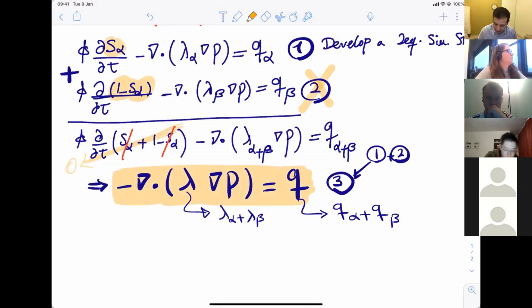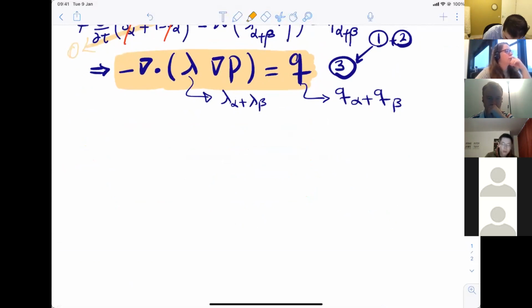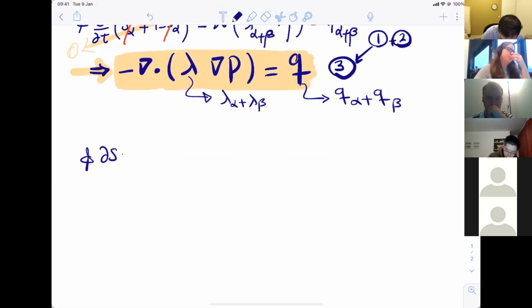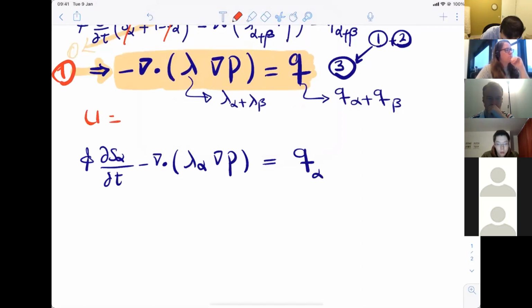So how am I going to solve this system? I am going to first solve my pressure equation. Then I'm going to solve equation number 1, which is phi ds alpha dt minus divergence lambda alpha grad p equals q alpha. I need to do some mathematics here. When I solve pressure as the real step 1, after that I need to find the total velocity, which is minus lambda grad p. This is the total velocity.